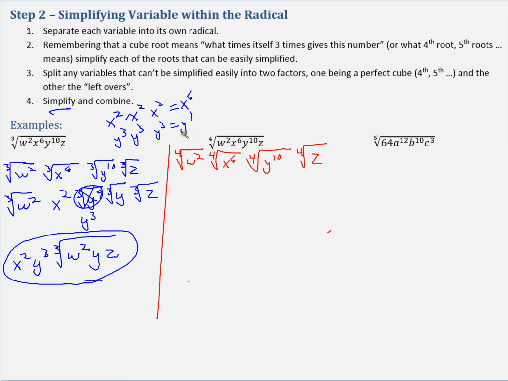If we can simplify them, if it goes in evenly, we want to. Actually, none of these do, so we're going to split them if possible. Nothing works for this one because the 2 is smaller than the 4, so we're going to leave this as the 4th root of w squared. This one we can split up into the 4th root of x to the 4th times the 4th root of x squared.